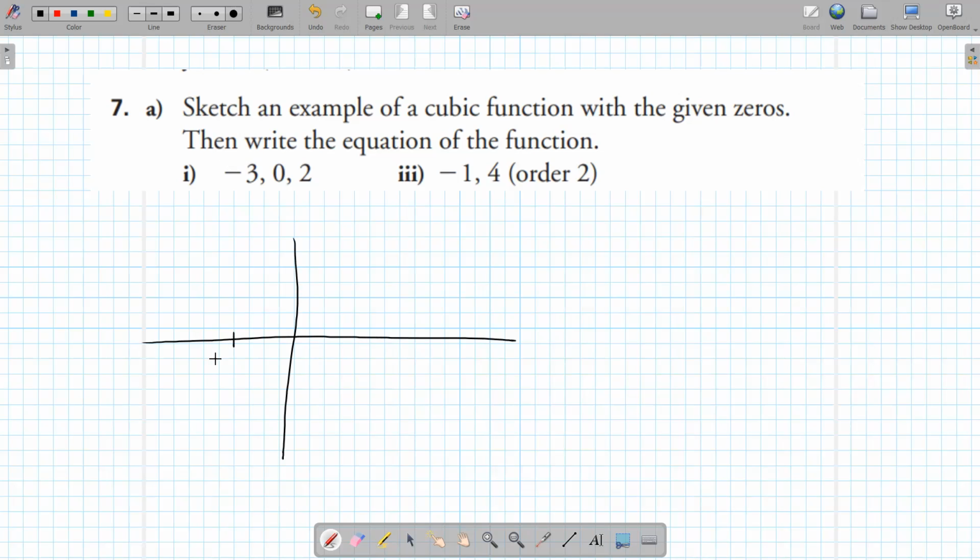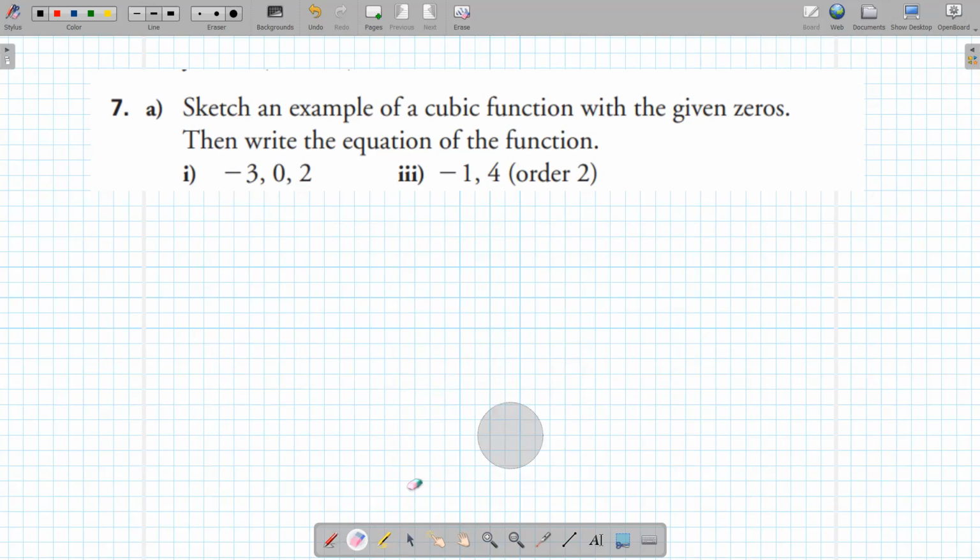There's a zero at -3. There's a zero at 0, and then there's a zero at 2. Cubic function, boom, easy as that for the first one. See that? We can also go upside down. They have not mentioned which one, but we could absolutely go upside down as well for A.